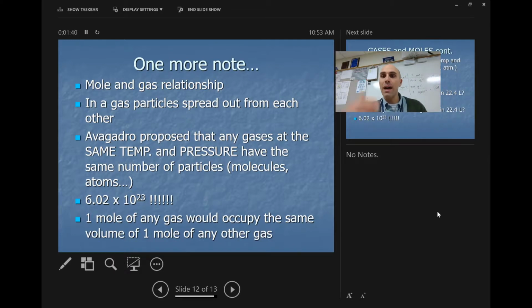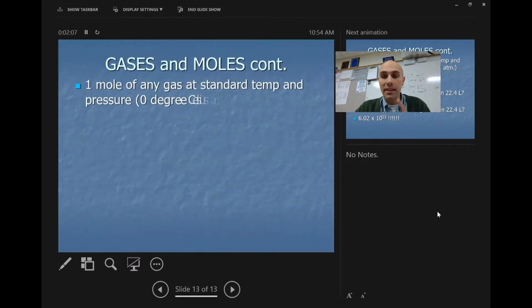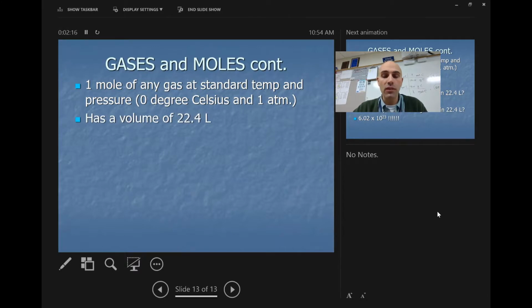Okay, so if I said to you, I have a mole of hydrogen gas, that's going to occupy the same volume as a mole of neon gas, as a mole of krypton gas, as a mole of chlorine gas, argon gas, oxygen gas, nitrogen gas. They will all, 1 mole, occupy the same volume. Doesn't matter what type of gas they are. So how much is that? Well, 1 mole of any gas at standard temperature and pressure, which is 0 degrees Celsius and 1 atmosphere of pressure, has a volume of 22.4 liters. This is known as the molar volume.